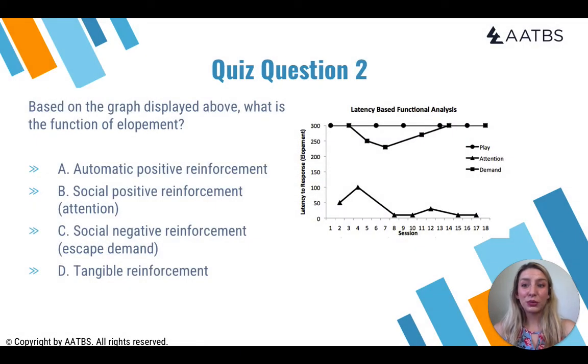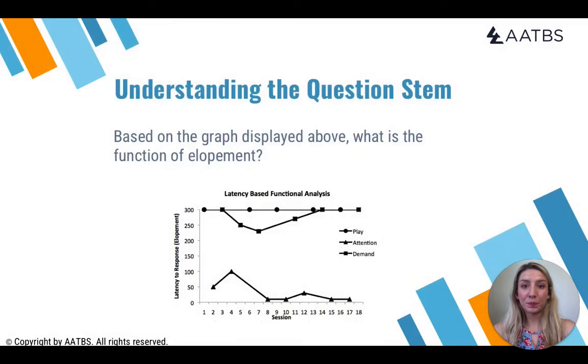Question 2. Based on the graph displayed above, what is the function of elopement? Our answer choices include A, automatic positive reinforcement, B, social positive reinforcement or attention, C, social negative reinforcement or escape demand, or D, tangible reinforcement. So let's get right into this question stem. So this question provides us with a graph and asks us to demonstrate our understanding of analyzing data.